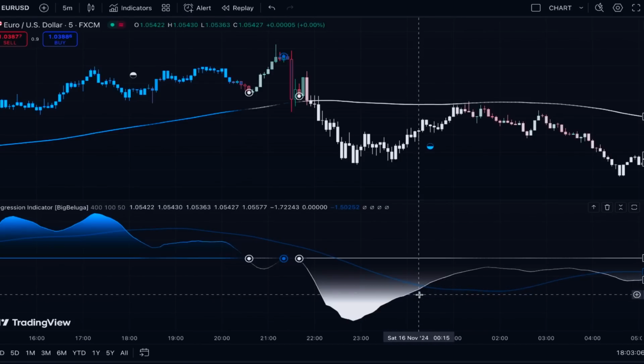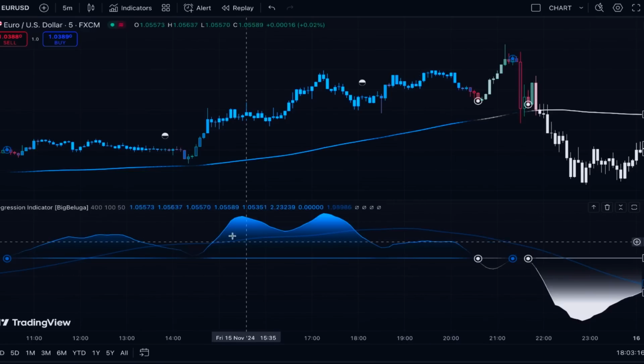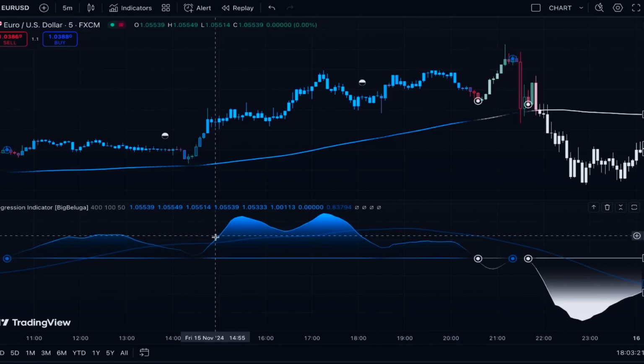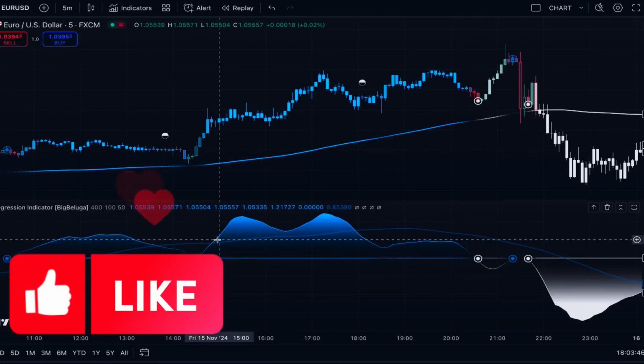These signals are more risky compared to the ones that are in the same direction as the trend, like this one here where the regression line crossed above the signal line and they are above the center line. So this is a bullish signal within an uptrend. This is a lower risk trade entry compared to reversal signals.